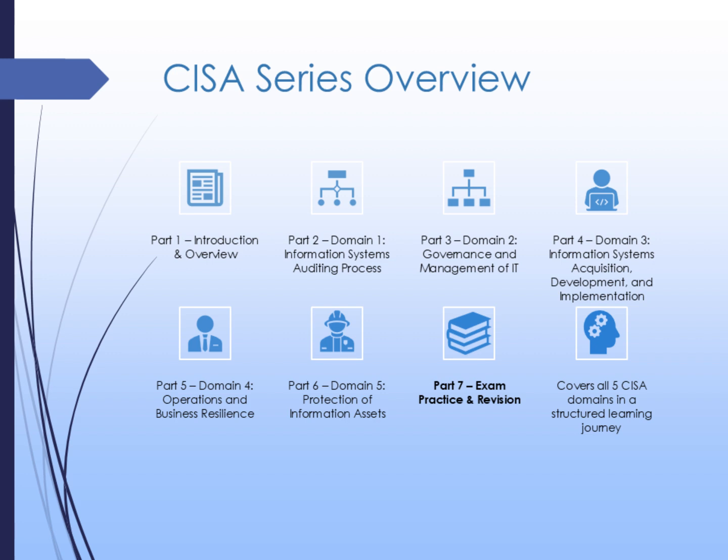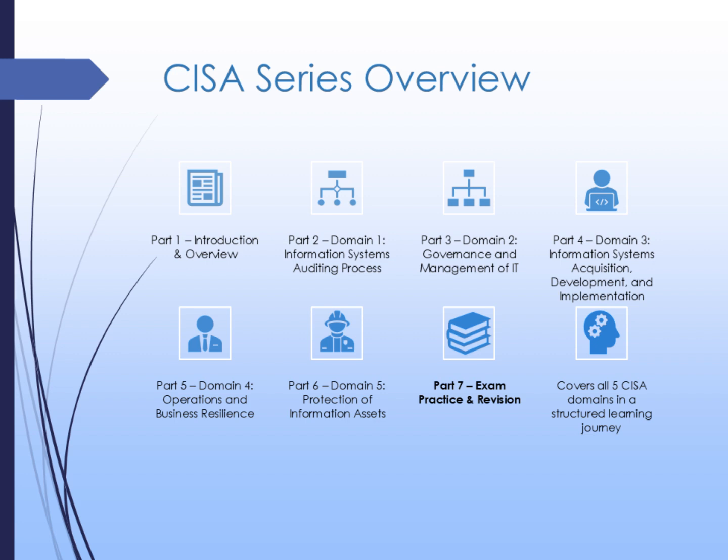We then moved into Domain 4, Operations and Business Resilience, looking at operational controls, monitoring, incident management, disaster recovery, and business continuity planning. After that, we covered Domain 5, Protection of Information Assets, which focused heavily on security concepts such as identity and access management, encryption, security monitoring, incident response, and protecting organizational data. And now we arrive at Part 7, Exam Practice and Revision.